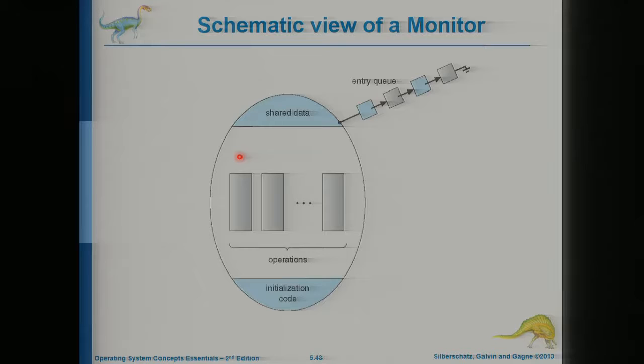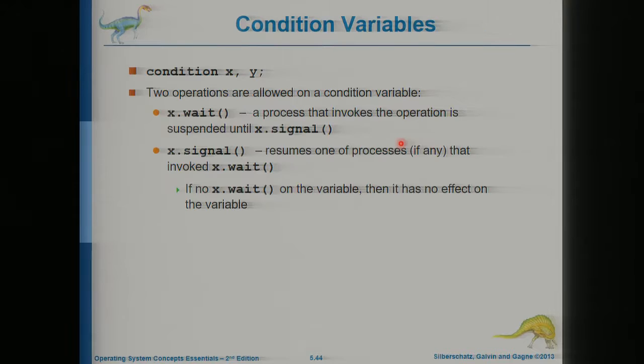This is a structure, or a semantic view, of your monitor. You have shared data, operations, the initialization code, and the entry queue, which holds the processes waiting to enter the critical section. The first blue box indicates the first waiting process, which has a link to the next waiting process, and that has a link to the next, and the null indicates the end of the list. When the current process leaves the monitor, the first process waiting will be the next one to enter.